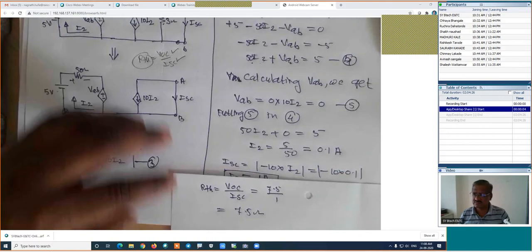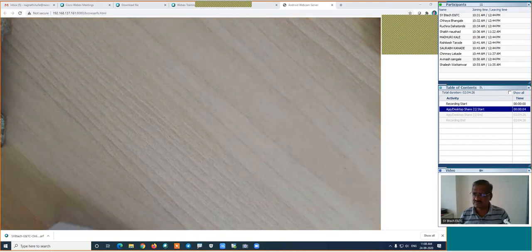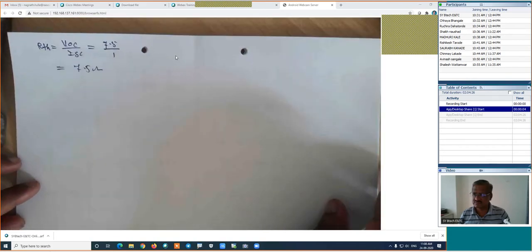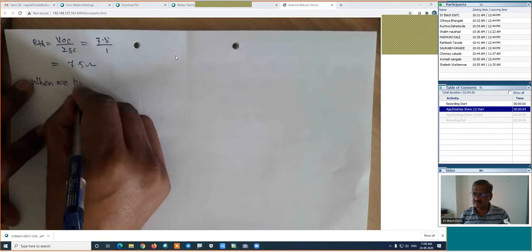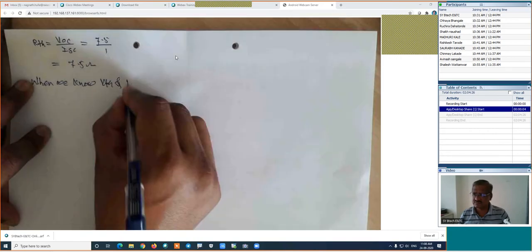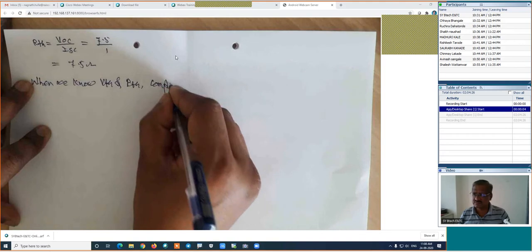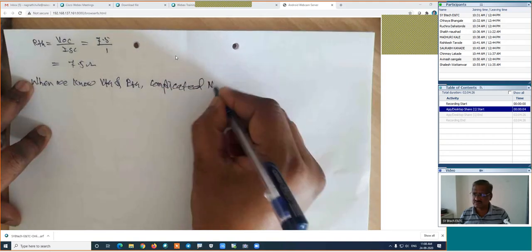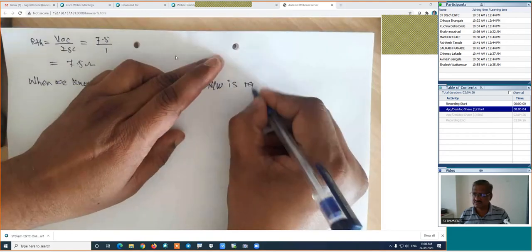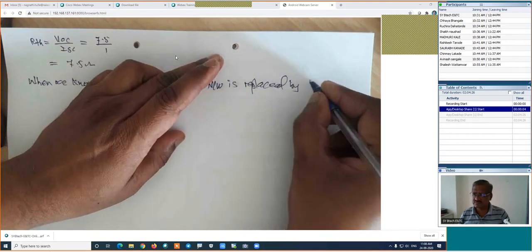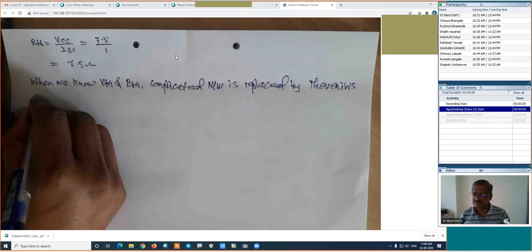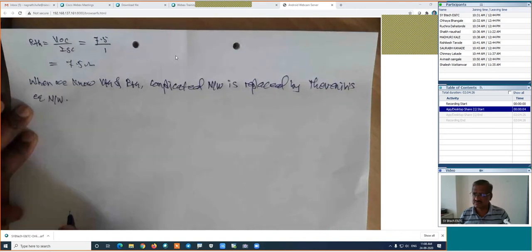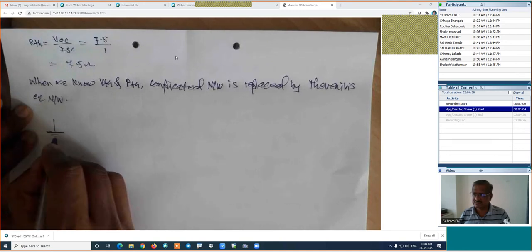Now, when we know the VTH and RTH, the complicated network is replaced by the Thevenin's equivalent network. I will write the same. How will the final figure be? It is something like this.